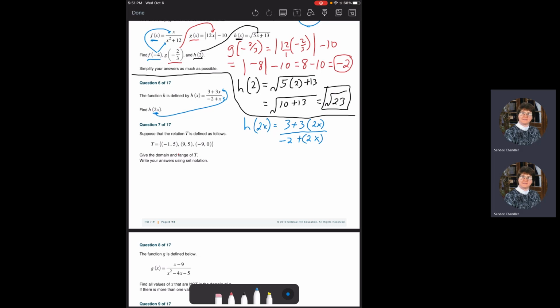You can put that in parentheses so you remind yourself what's being substituted for your x, in case you need to go back and check yourself. So in the numerator, we're going to have 3 plus 3 times 2x, which is 6x, over the denominator, which is negative 2 plus 2x. You can factor out some common terms, but it's not going to help you simplify that. So that's as simple as it's going to get.